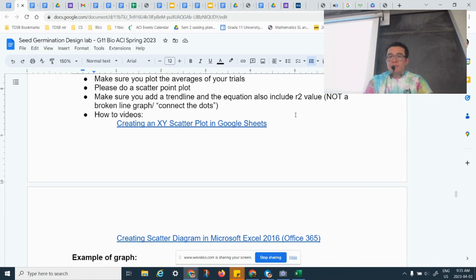Questions so far? Yes. For the graph section, do you want us to make a separate graph for each day of the process? That's a very good question. I'm just going to repeat it. Do you need a graph for each day? No. I would expect one graph that will best represent your data. So this is a part where it really depends on your result.